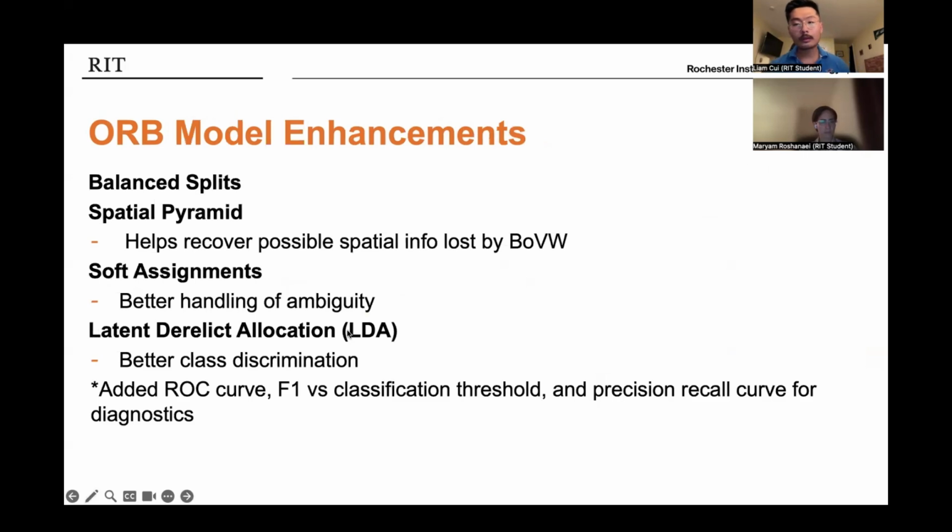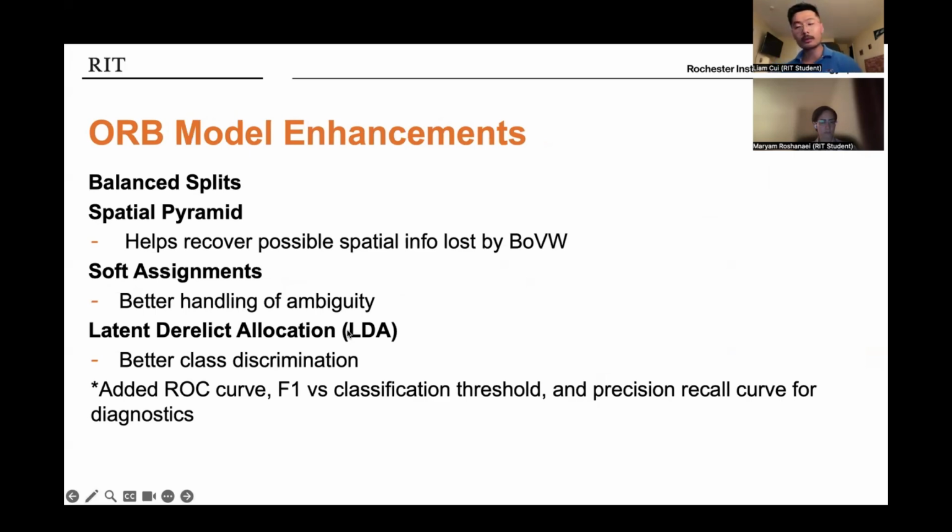And so, the techniques we tried to fix it: first we tried balancing the splits. It didn't help too much. We added a spatial pyramid, where we split the image into a grid which holds the key points in grid locations to help with spatial information. That wasn't too helpful either.